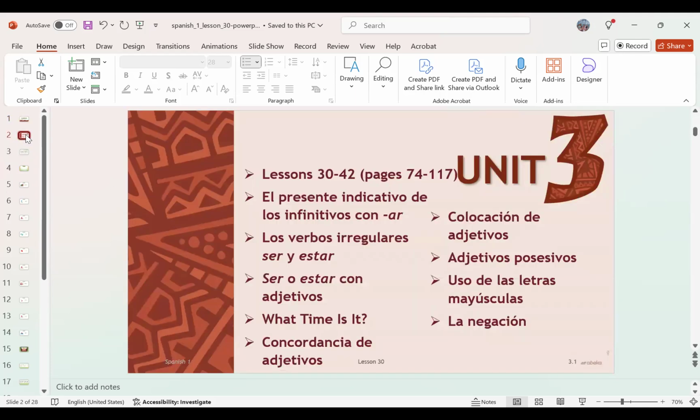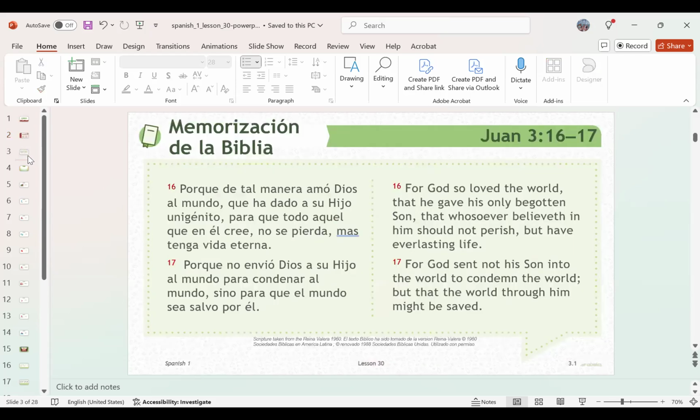These are some of the things we're going to be covering. The main thing in this unit is going to be verbs. We're going to start conjugating verbs. We covered some of these in a very simple way in our intro to Spanish class last year, but we're going to go a little bit deeper during this class.